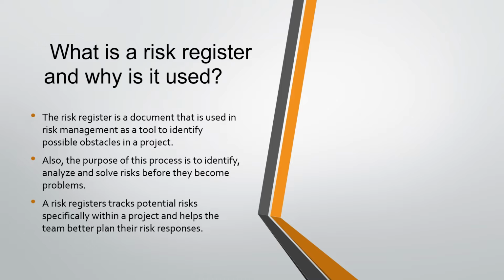What is a risk register and why is it used? The risk register is a document that is used in risk management as a tool to identify possible obstacles in a project. Also, the purpose of this process is to identify, analyze, and solve risks before they become problems. A risk register tracks potential risk specifically within a project and helps the team better plan their risk responses.